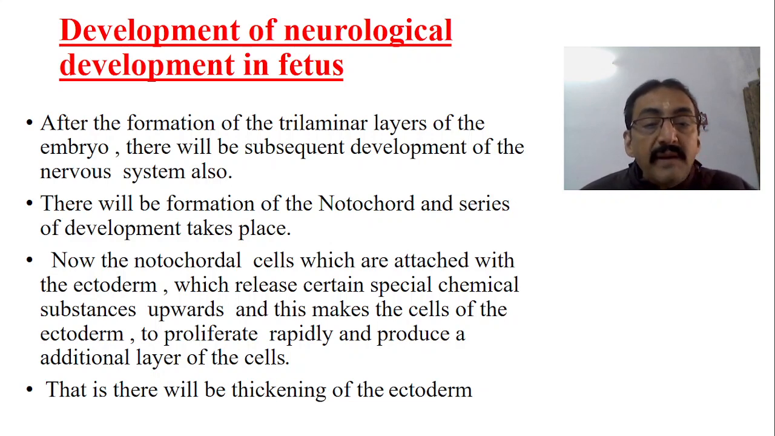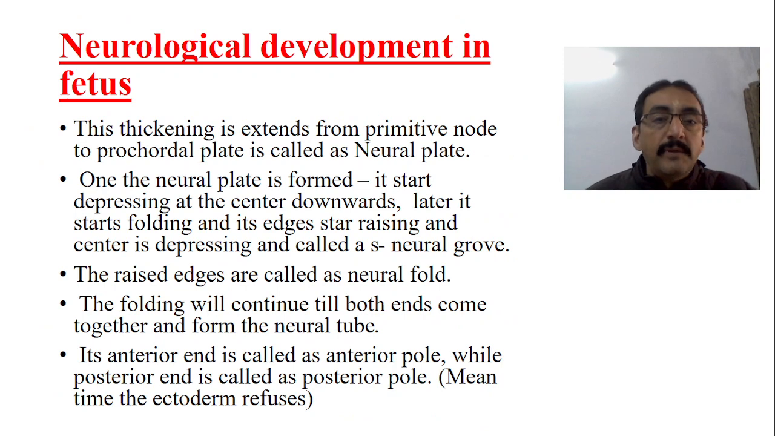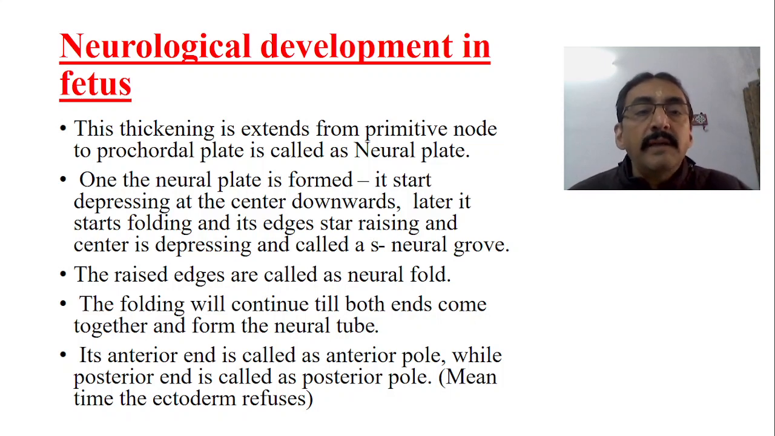That is, there will be thickening of the ectoderm. Ultimately, this results in thickening of the ectoderm because an additional layer is formed there. This thickening extends from the primitive node to the procaudal plate, and this extension is called the neural plate.